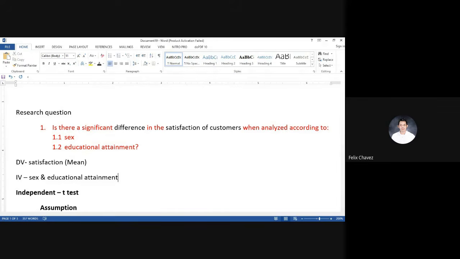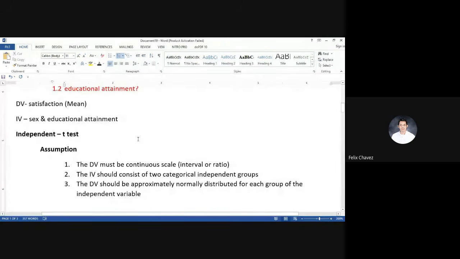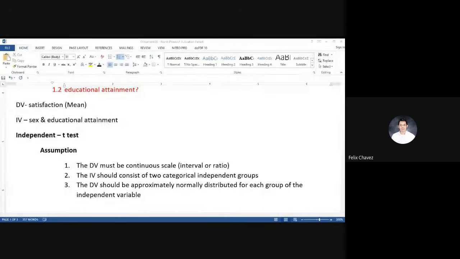So for independent t-tests, we have certain assumptions. Assumptions, these must be met before we can utilize this particular test. So hindi basta-basta that you can just utilize a certain independent t-test or ANOVA without following the assumptions. So the independent t-test is a statistical tool that is used to compare the means between two unrelated groups on the same continuous dependent variable.